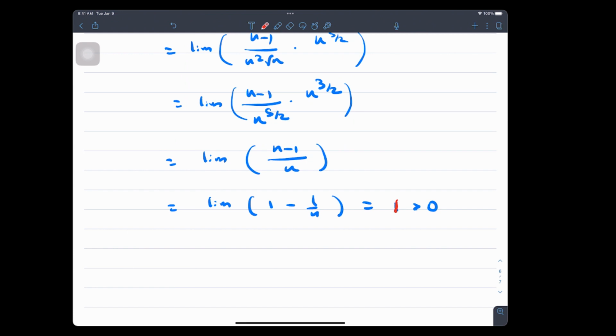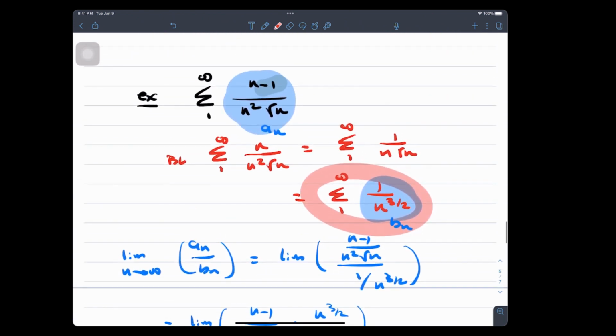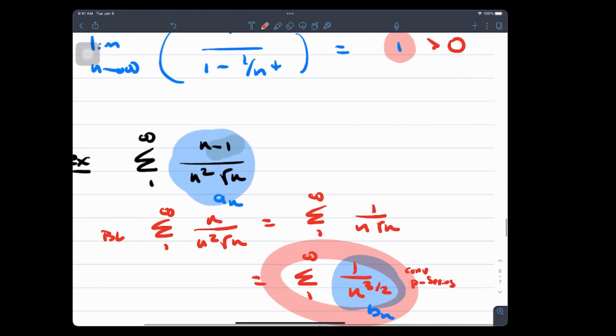Okay, you're using the limit comparison test. Positive and finite. So, what does that mean about the series? Do you guys know anything about this series, by the way? What is this series? This is called a what? Convergent p-series. So that's a convergent p-series. What does that mean? That this series also, what? Converges. So this converges by the limit comparison test.